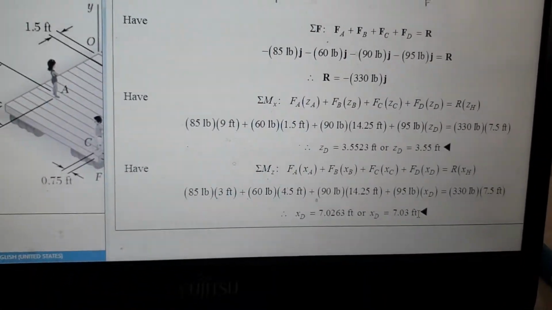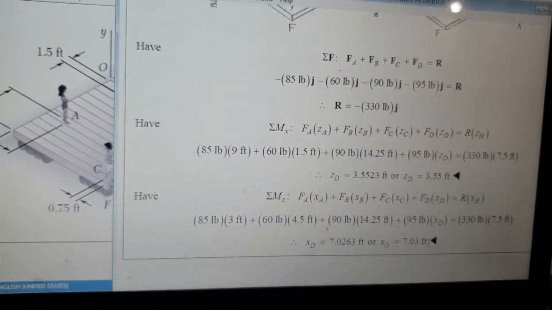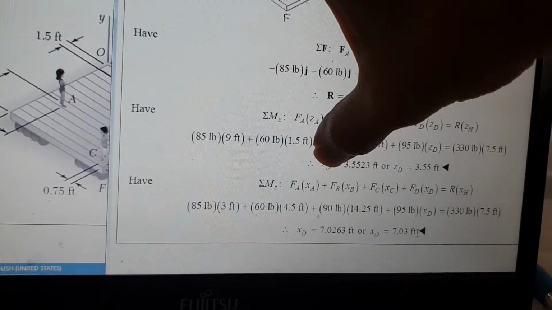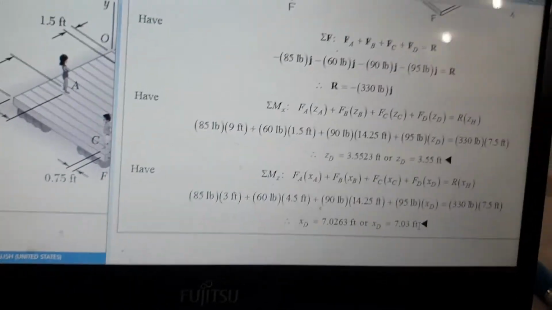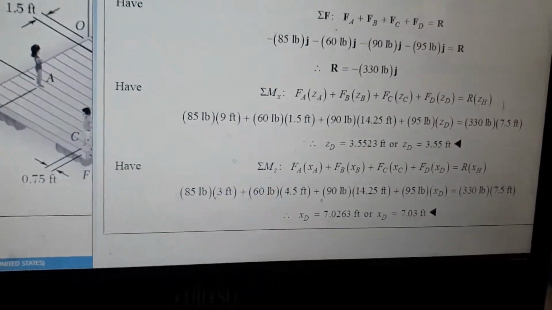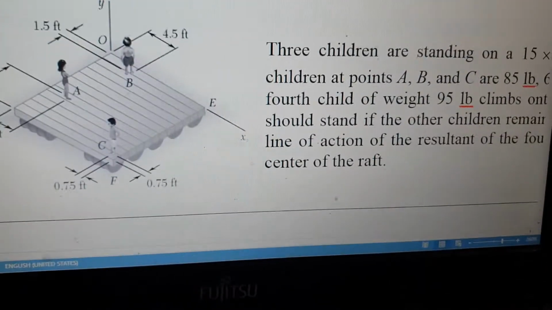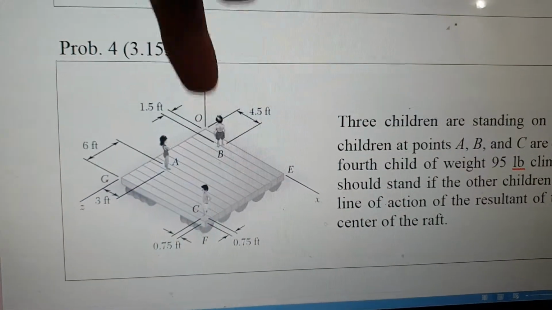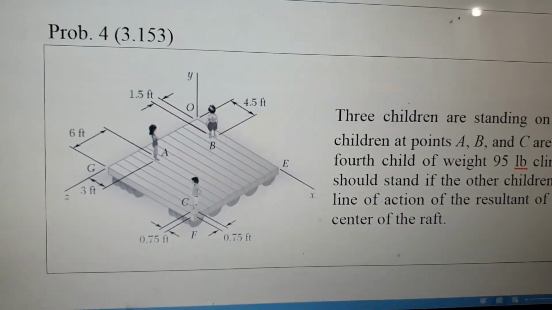So now we find the resultant: minus 330 in the j. It's going down in the y. And the location of that resultant is, toward the z, 3.55, and toward the x, 7.03. Why do we find x and z? Because the location is in the x, z. This is the moment. In the y there is no movement, only in the x and z. Thank you.